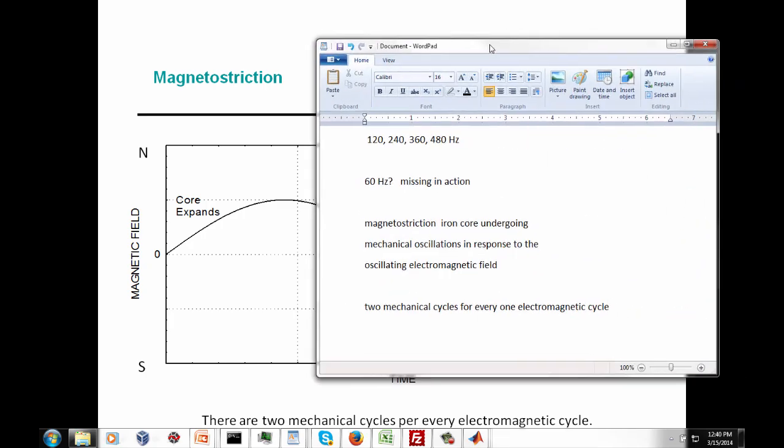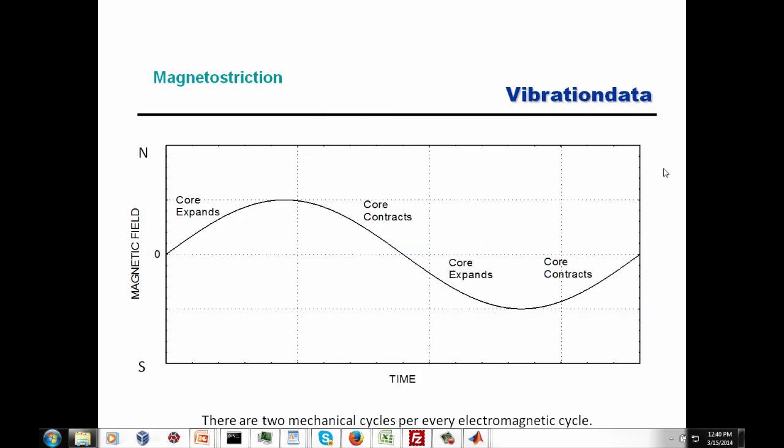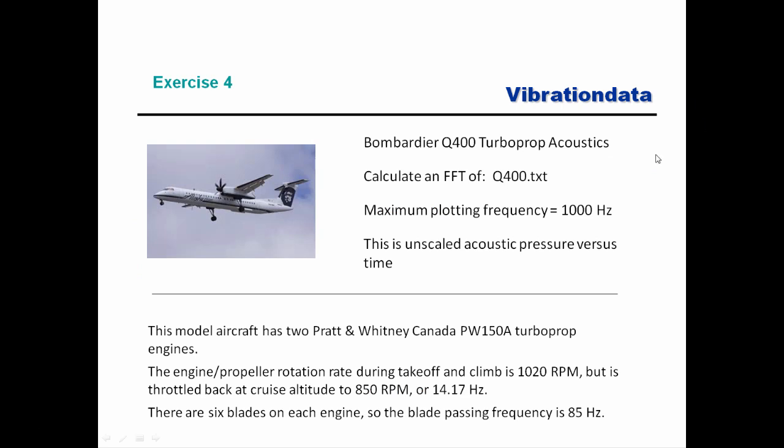So that's why for our data, we don't get a 60 hertz audio signal, we get a 120 hertz audio signal, and integer multiples thereof from the 120 hertz. So that's just an interesting little thing about magnetostriction.